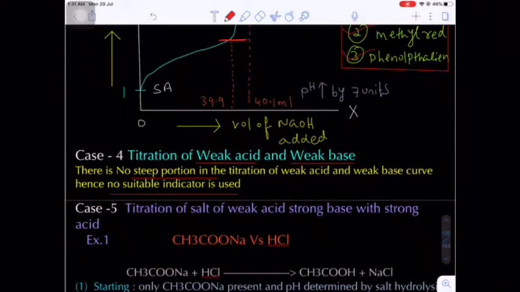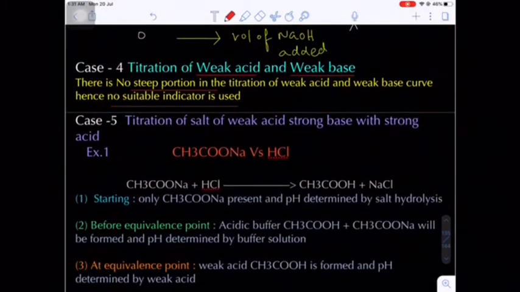Now, these are the four important titrations. The first titration is the weak acid strong base titration, number 1. Number 2, strong acid weak base titration. Are you getting my point? Number 3, strong acid strong base titration. Number 4, weak acid weak base titration. Okay, this is not a significant titration.